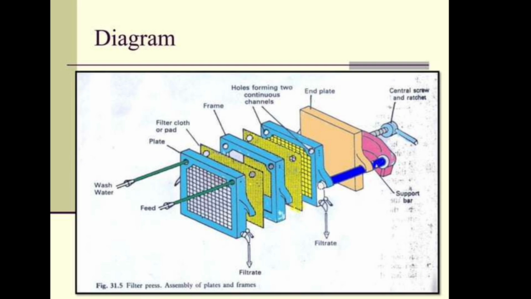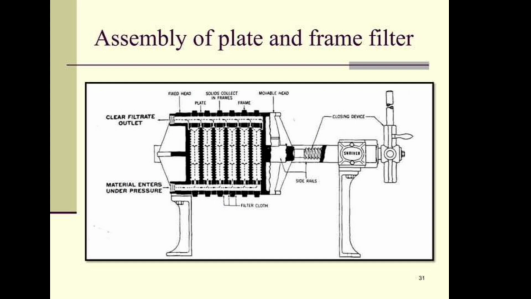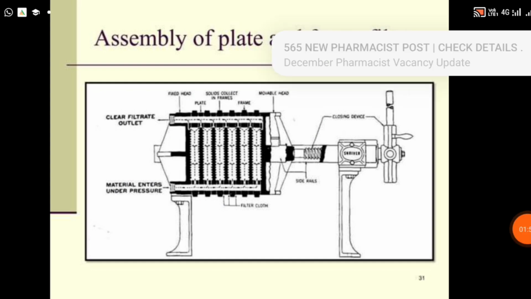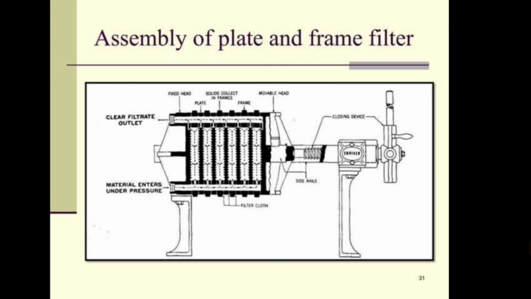Next, the diagram. Filter press assembly of the plates and frames. Frame, filter cloth or pad, plates, wash water, filtrate, support bar, and there are the center screw and catches, and plate holes forming the two continuous channels. Assembly of the plate and frame filter. There are the clear filtrate outlet and material entering under the pressure. Frame, there are the plate filter.